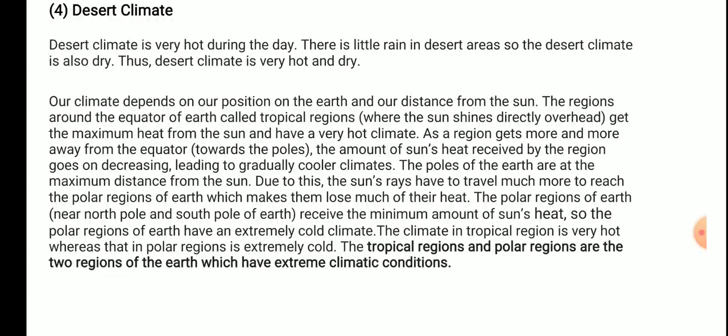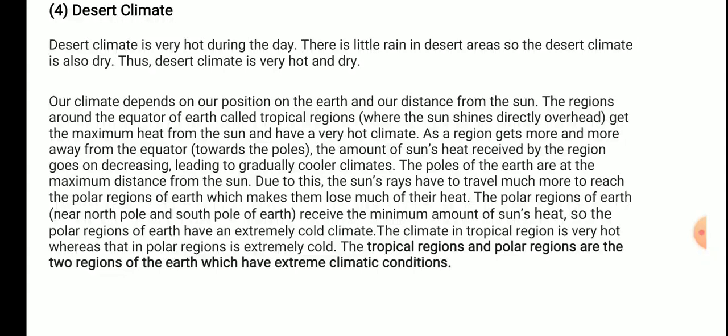Okay, the climate in the tropical region is very hot, whereas that in polar region is extremely cold. The tropical regions and the polar regions are the two regions of the earth which have extreme climatic conditions. Okay, so very important line, this one, that the tropical regions and the polar regions are the two regions of the earth which have extreme climatic conditions.